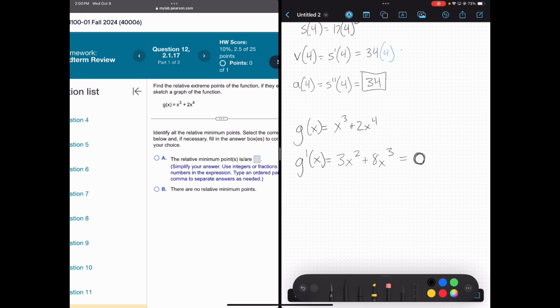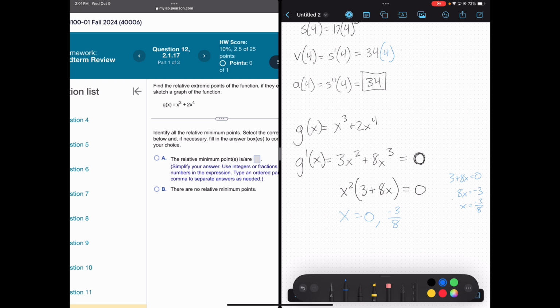Factor. Can I factor this function at all? I have 2 different terms. Do any of those terms share certain things? Yeah, both of them have 2 x's in it. So I can factor out an x squared. And I'm left with 3 plus 8x. So what are my critical points? My critical points are x equals 0 and, I got to solve for that, right? 3 plus 8x equals 0. Subtract 3 from both sides, you get 8x equals negative 3, x equals negative 3/8. Very nice.